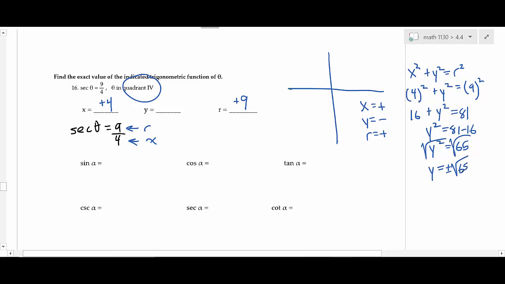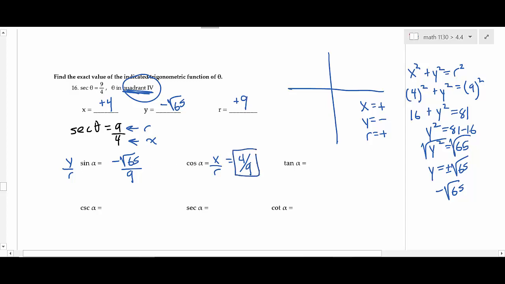Which is it? Plus. Are you sure? We're in quadrant 4. Yeah, it's minus. So you got to do minus square root of 65, because you're given that you're in quadrant 4, so you have to reason out that that's negative. Trig is very picky about signs. If you've taken trig before, you know that. So you got to be really solid that you know the signs for each thing. Now from here, it's just a matter of putting it all together. The sine's y over r, so that means you would have negative root 65 over 9. That would be the answer there. The cosine is x over r, so that would just be 4 over 9.